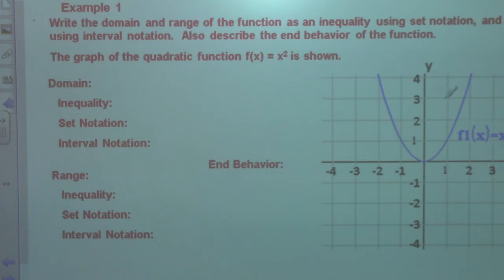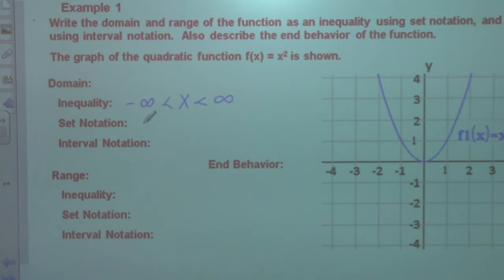Also describe the end behavior of the function. And we'll do a few of these, then we'll be ready for the exercise set tomorrow. Okay, the graph of the quadratic function f(x) = x squared is shown, and there it is. And the domain, we're going to write the domain in inequality notation. So how do we write the domain of this function in inequality notation? We write it like this: x is greater than negative infinity and less than infinity. Okay, that's it.